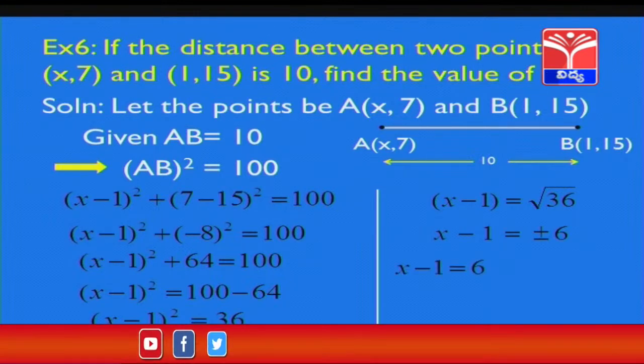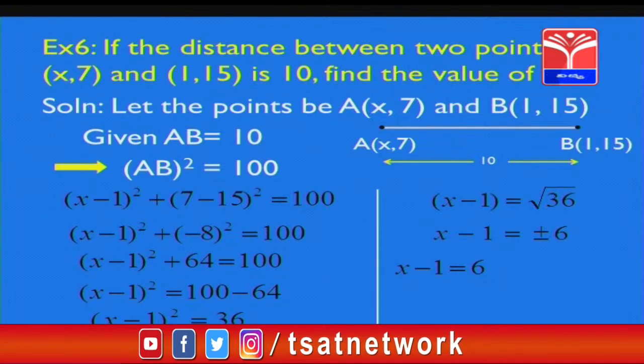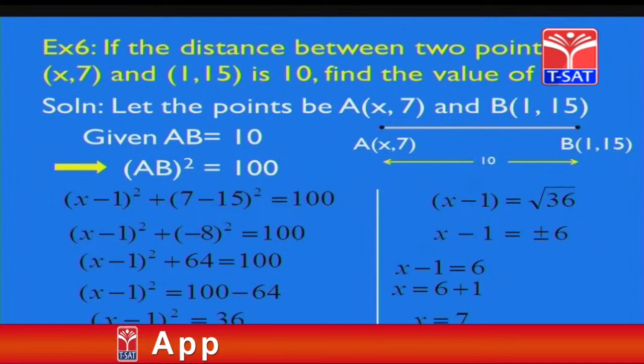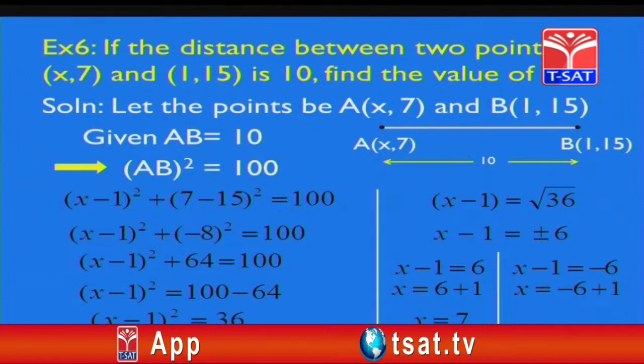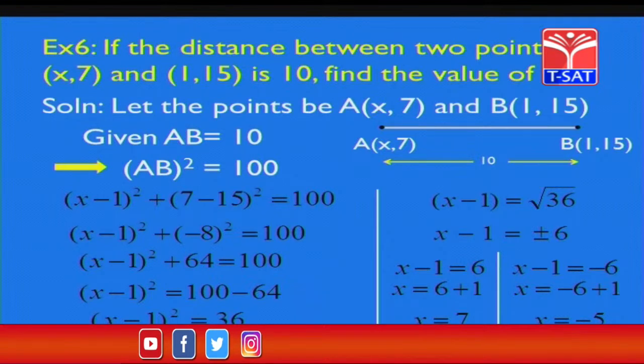So, we take one, plus 6: x minus 1 is equal to plus 6, which means x is equal to 6 plus 1 and x comes out to be 7. And the other case, x minus 1 is equal to minus 6. So, I get x is equal to minus 6 plus 1 and I get x is equal to minus 5. So, if you observe, children, we got two values for x, that is 7 and minus 5.